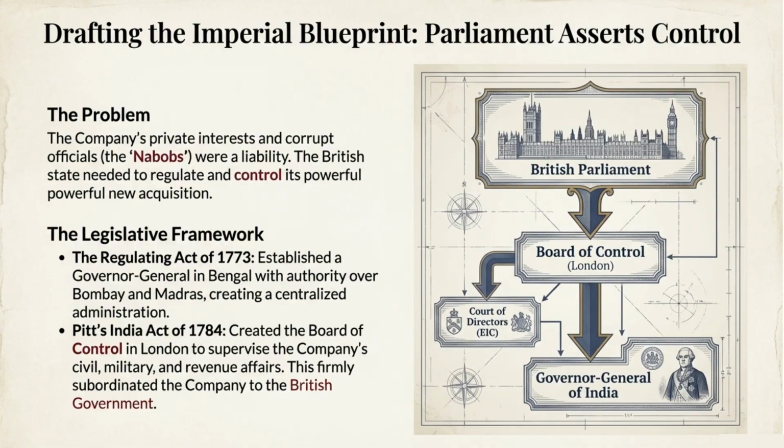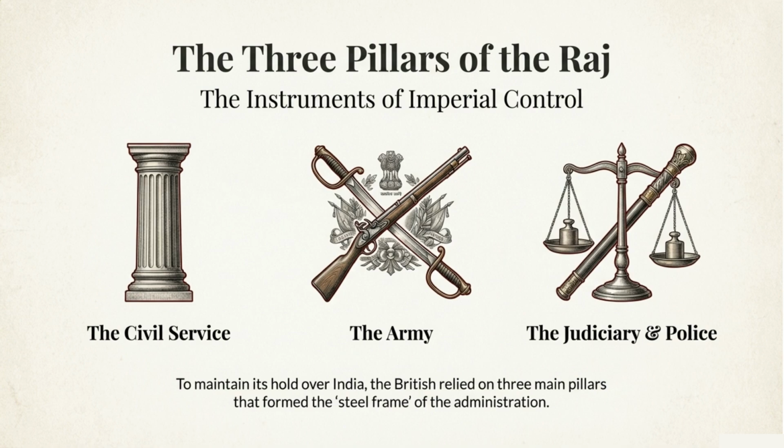The British Parliament asserted control to regulate the company's corruption and private interests. The Regulating Act of 1773 established a Governor-General in Bengal. Pitt's India Act of 1784 created the Board of Control in London to supervise the company's affairs, subordinating it to the British government. Imperial control relied on the three pillars of the Raj, forming the "steel frame" of administration: the civil service, the army, and the judiciary and police.